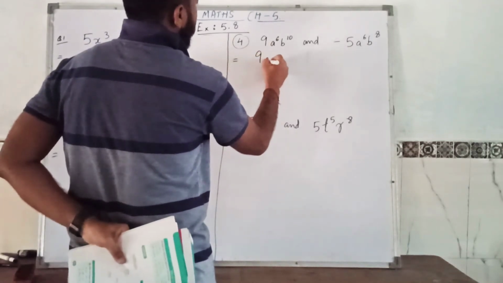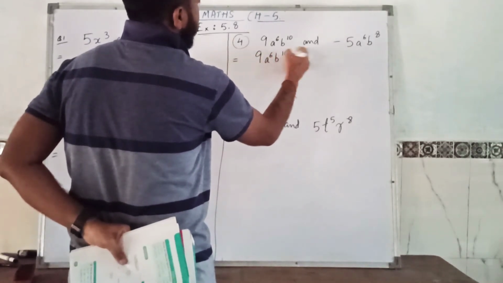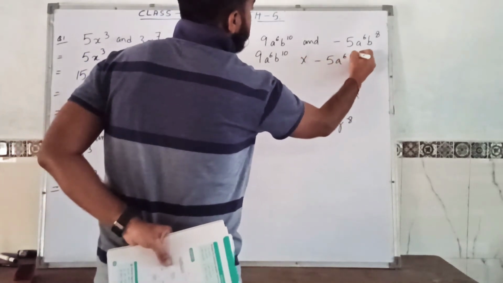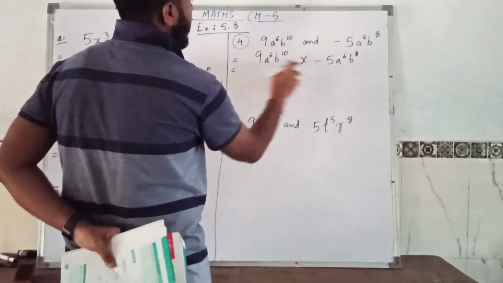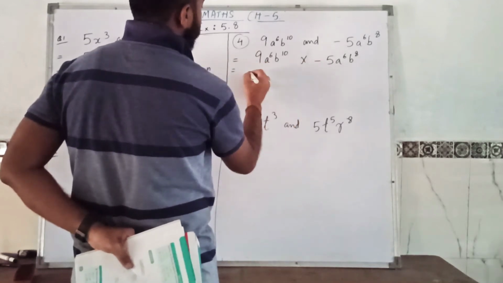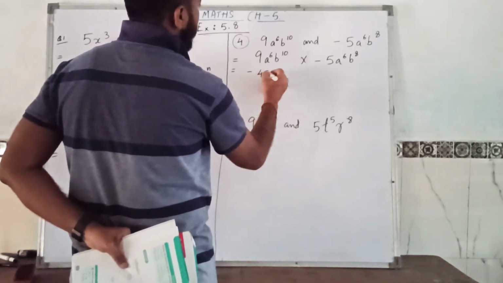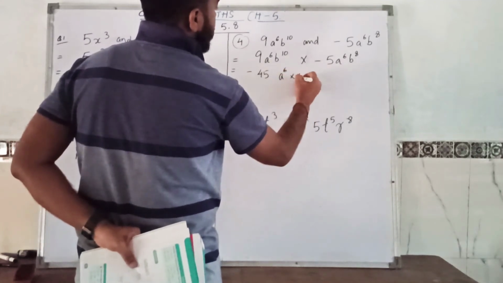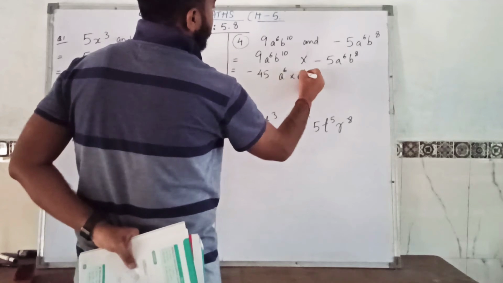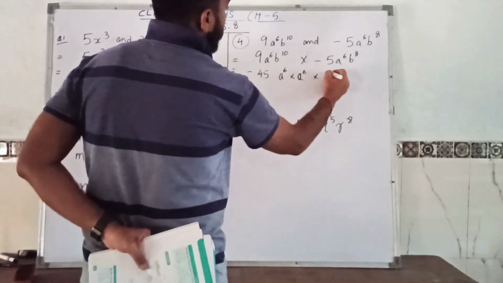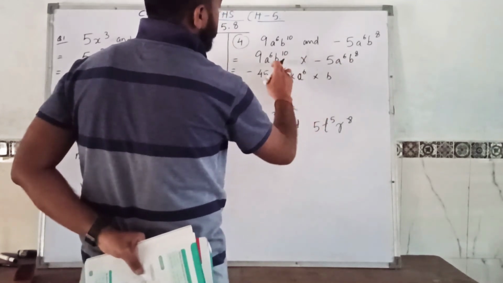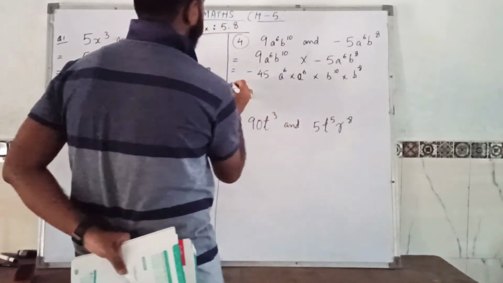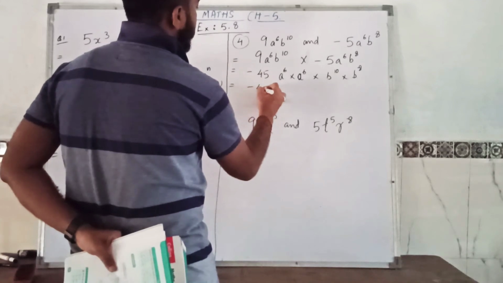So 9 a to the power 6 b to the power 10, and means multiplication, minus 5 a to the power 6 b to the power 8. Okay, so 9 5s are 45. We have a minus sign, keep in mind. So minus 45. Next, a to the power 6 into a to the power 6. Again, everything is multiplication, so I'm writing into b to the power 10 into b to the power 8. Correct? So you will get minus 45.